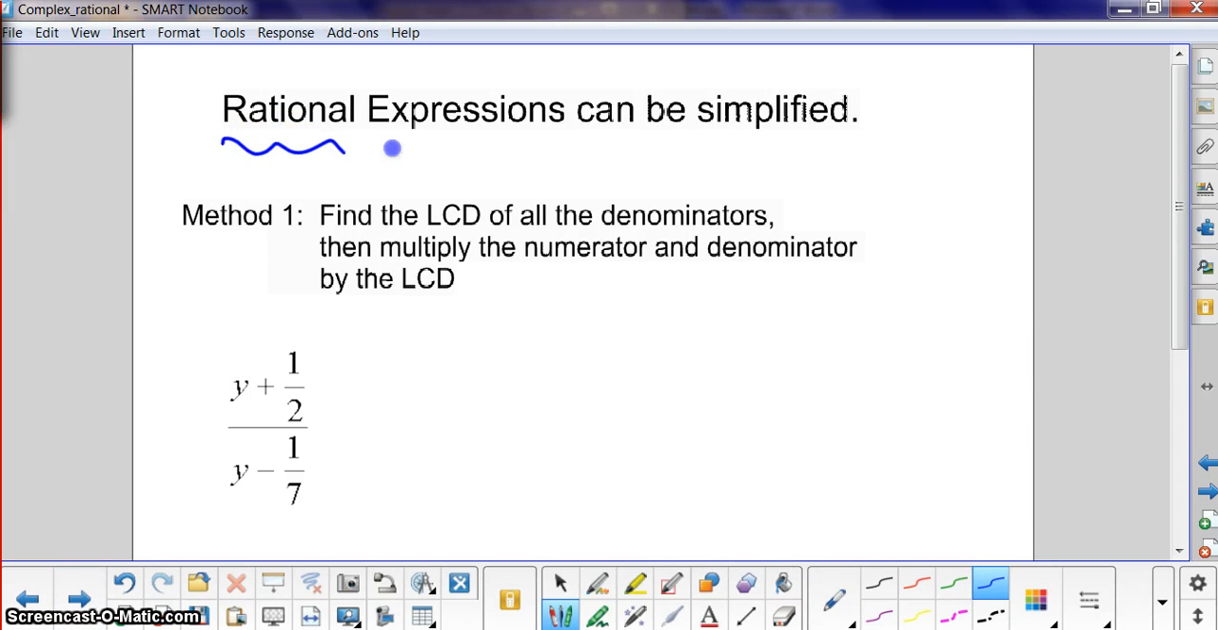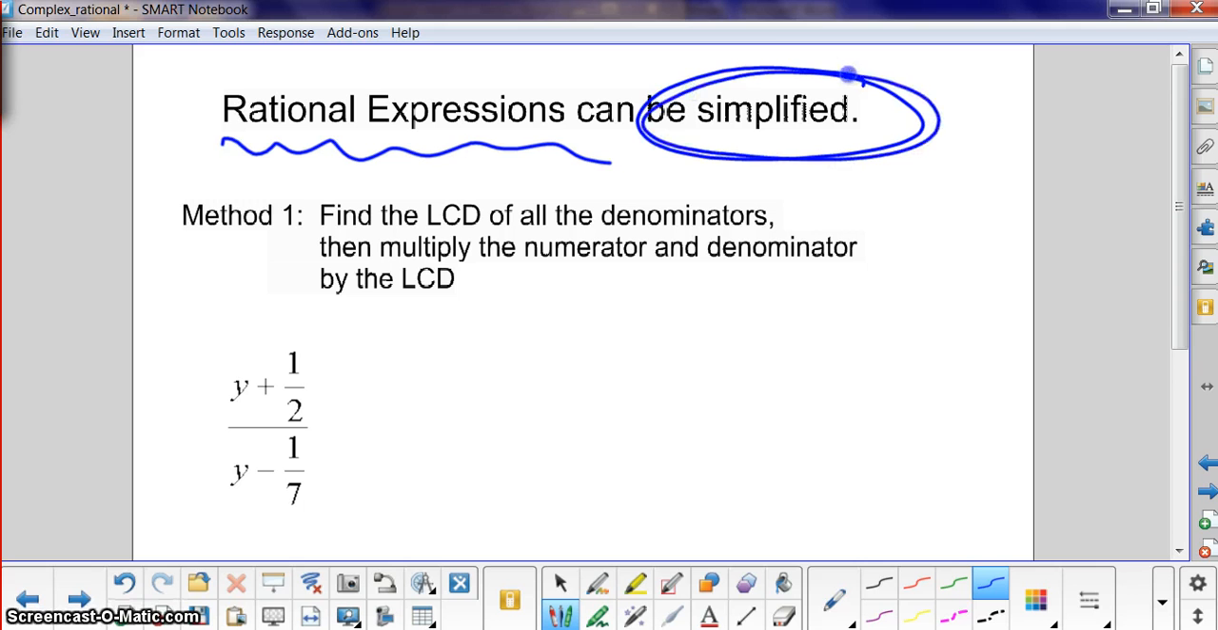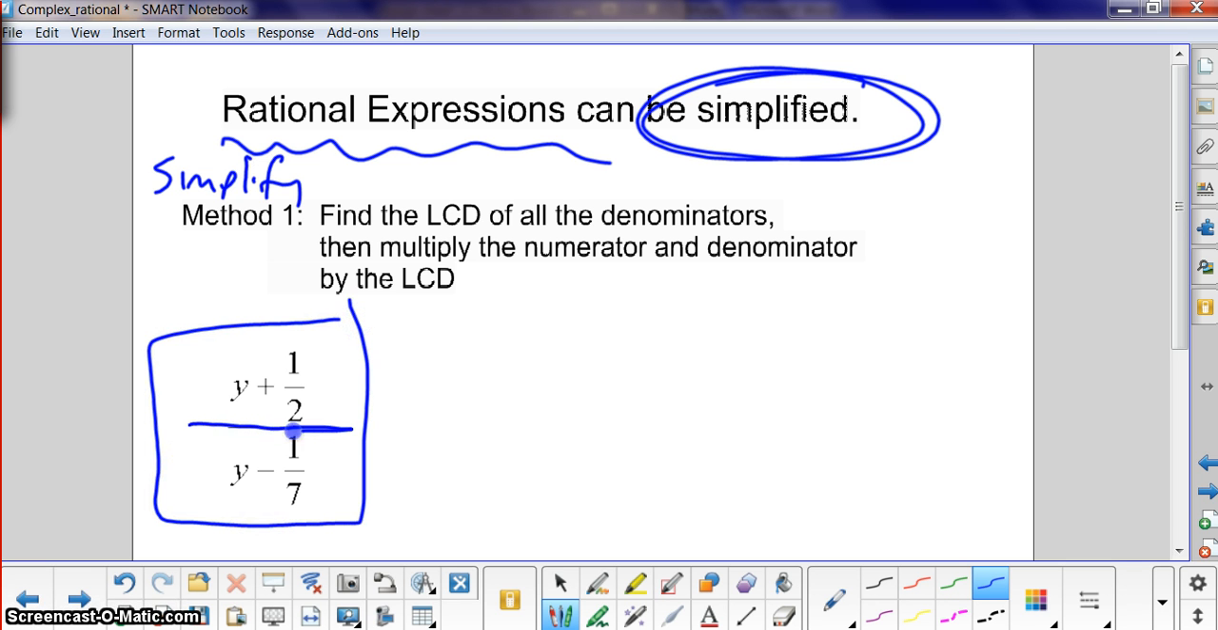Well, believe it or not, rational expressions can be simplified. When you take a test and the directions say simplify, if possible, that's the type of directions you'll see on a problem like this. Simplify. And so here's how we simplify a complex rational expression. So here is our complex rational expression. Here's our main fraction bar. My numerator has a fraction here. My denominator has a fraction there. So I have a complex rational expression.